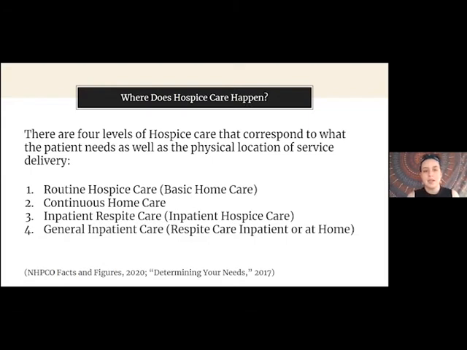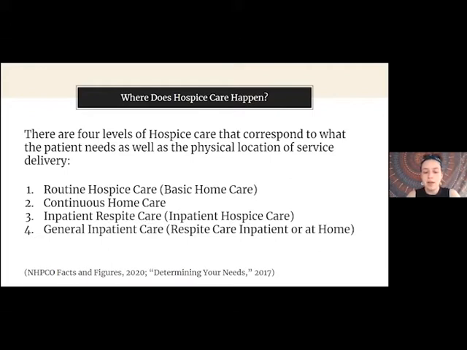So where does hospice care happen? There are generally 4 levels of hospice care, and they correspond to what the patient needs, as well as the physical location of where the services are provided. There are some differences, which are shown in those titles or labels in the parentheses, but generally these are the accepted ideas. So routine hospice care or basic home care happens in the home, and it is when intermittent services come, such as nursing, home OT, and home PT, to again work on pain management, symptom management, and overall comfort.